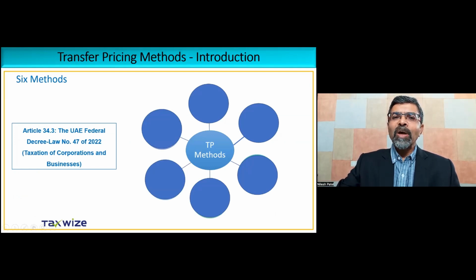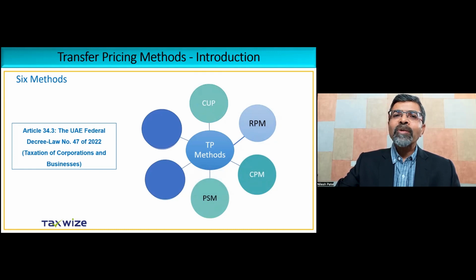Here are the 6 transfer pricing methods prescribed under Article 34.3 of the UAE Federal Decree Law on Taxation of Corporations and Businesses. The first transfer pricing method is CUP, Comparable Uncontrolled Price Method. The second is RPM, Resale Price Method. The third is Cost Plus Method. Fourth is Profit Split Method. The next method is Transactional Net Margin Method. And the sixth or the last method is Other Method. We will discuss each of these 6 methods one by one in a brief manner.